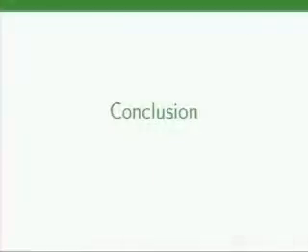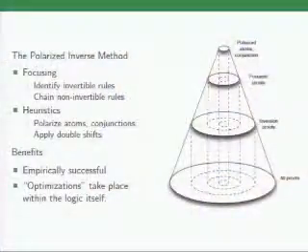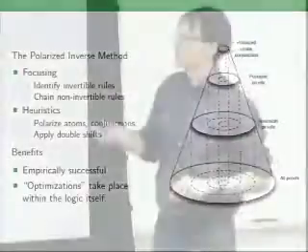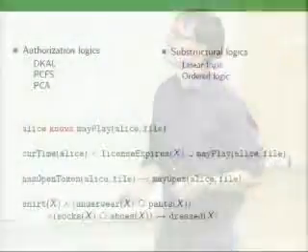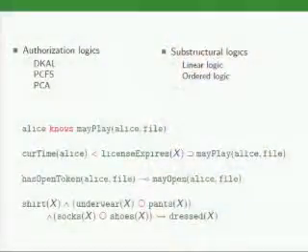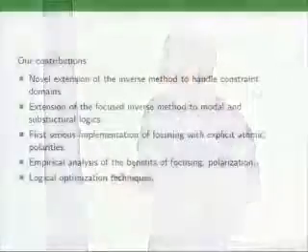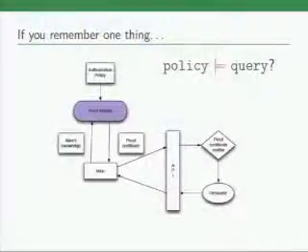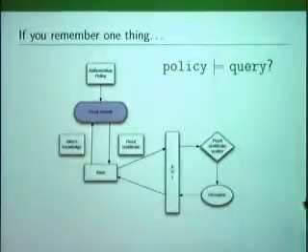Okay, so in conclusion, we've looked at how to prove things in intuitionistic logic, focusing and polarization, very important, and we can apply this to cool things like authorization logics and substructural logics. And that's it. So if you see any problems that look like a protocol or a security policy that need proof search, then let me know, because I'm interested in more applications. Okay, thanks very much. Thank you very much.